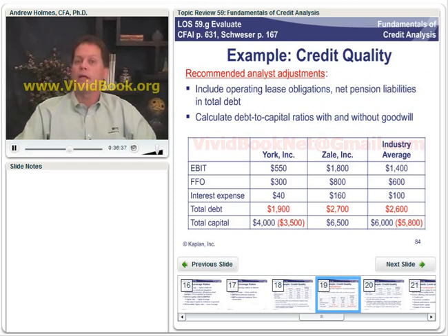So this is our revised data. EBIT didn't change, FFO didn't change, and interest expense didn't change. But notice that total debt, well, here we had to add the $900 to York, we had to add $200 to Zale, and we added, I think it was $200 to the industry average. For total capital, we have $4,000 in total capital. If we adjust out goodwill, we would have $3,500. If we need total capital in our ratio, we're going to do it both ways and see what that means. But the red lettering is going to mean that it has excluded goodwill from our measure of total capital.